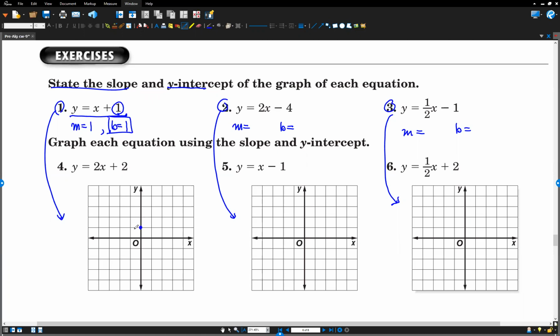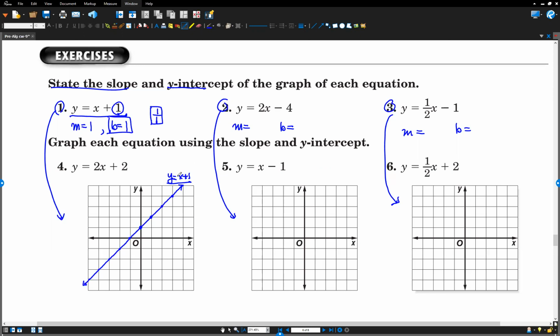Now using the slope, we can find the next point. Slope is 1 means 1 over 1, and then you can use this fraction. 1 right, 1 up. That is the next point. Follow the pattern, right? 1 right, 1 up. That's it. That's the graph. This is the y equals x plus 1 graph.